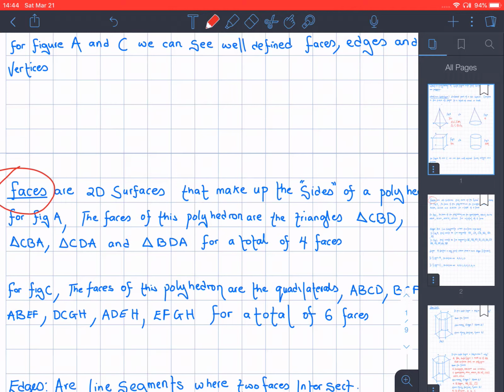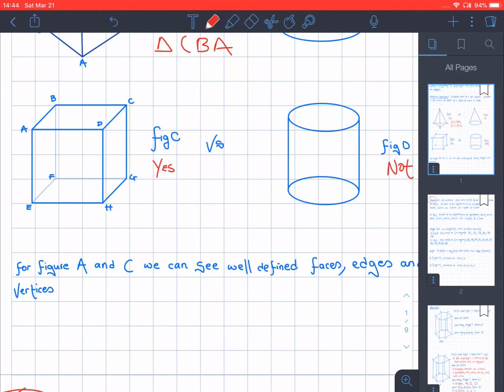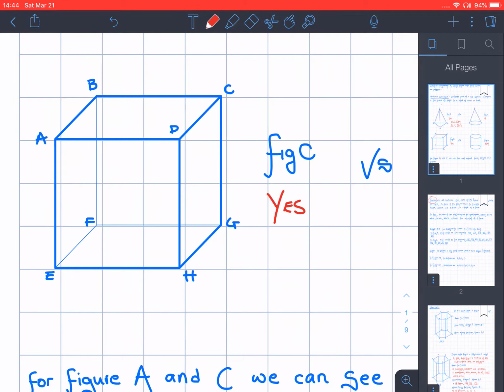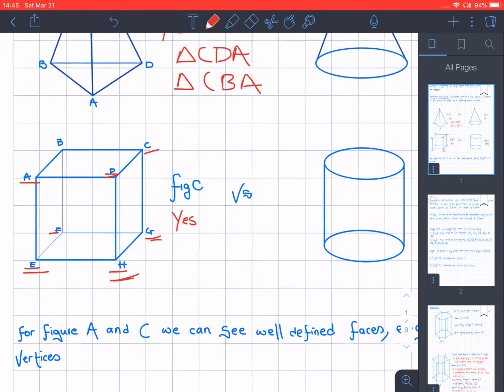And figure C, being a polyhedron, we can also pick out the faces. This is a rectangular prism, and all its sides are rectangles, so we can pick them out easily. We can see rectangle up top, BADC. We can see the rectangle EFHG. We can see the rectangle ADEH. And on the side, we can see the rectangle DCHG. So all the sides are rectangles and they're well defined.